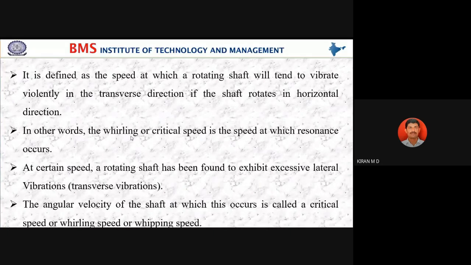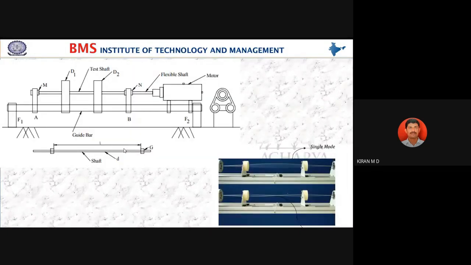In another word, we can say that the whirling or critical speed is the speed at which resonance occurs. You are aware of natural frequency, resonance, and all those things. At that particular speed, resonance will occur. So at a certain speed, a rotating shaft has been found to exhibit extensive lateral or transverse vibration. That we are going to call the critical speed of the shaft.